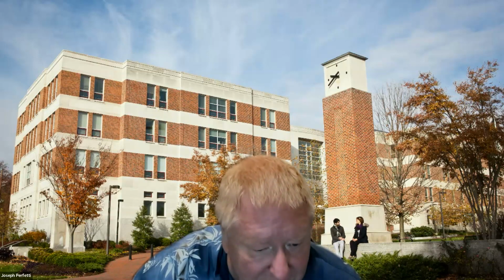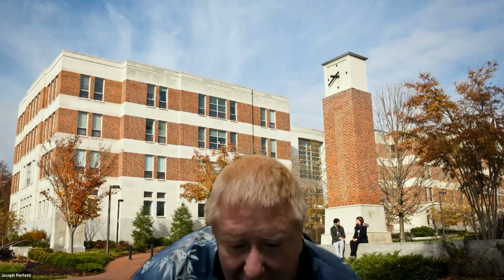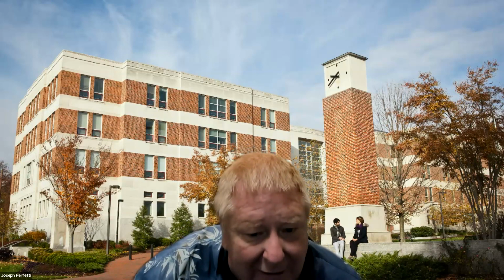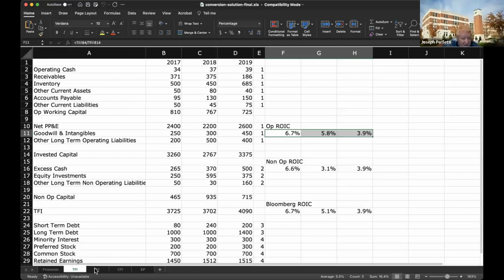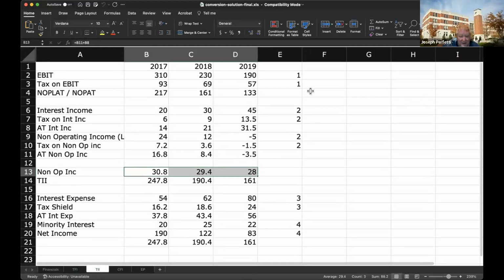All right, second statement was TII, same concept. We basically took the income statement. Open that one. Share this one, which had the formulas. This one I gave you. TII was the rearranged income statement.